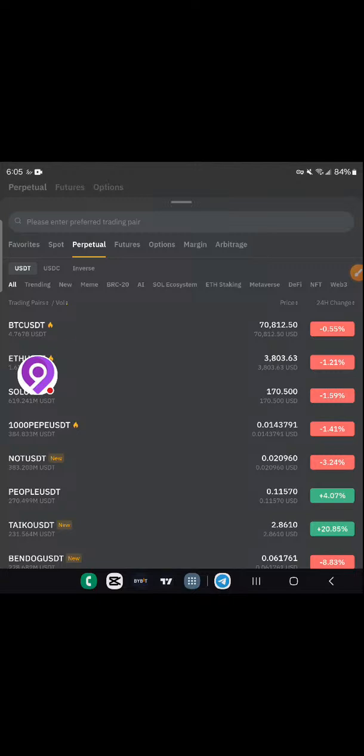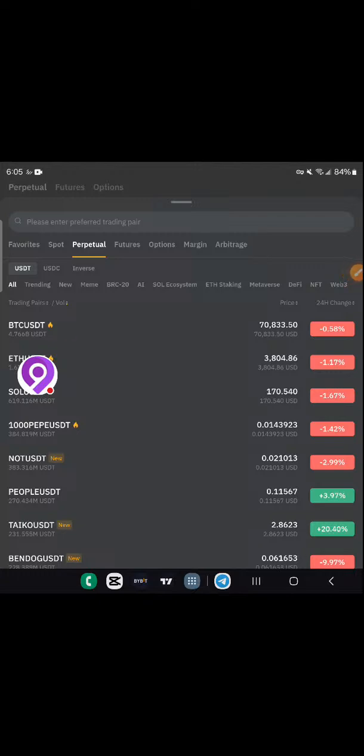So you can also filter. This is the name of the coin. This is the price. And this is the percentage within 24 hours. Within 24 hours, this coin, BTC, has done about 0.58%. Ethereum has done about 1.18%. That's on the minus, negative.